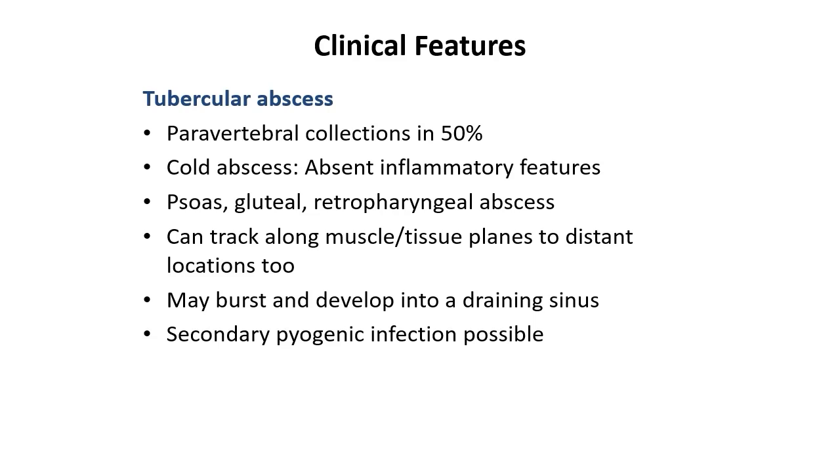It may be warm and slightly tender. The overlying skin, which is often stretched and shiny, may burst and develop into a draining sinus. The discharge varies in color from white to yellow and in consistency from watery to thick caseous material. Sometimes secondary infection may occur in a tubercular abscess, and these patients may have all the features of a pyogenic abscess. The tubercular abscess commences at the site of the infective focus.